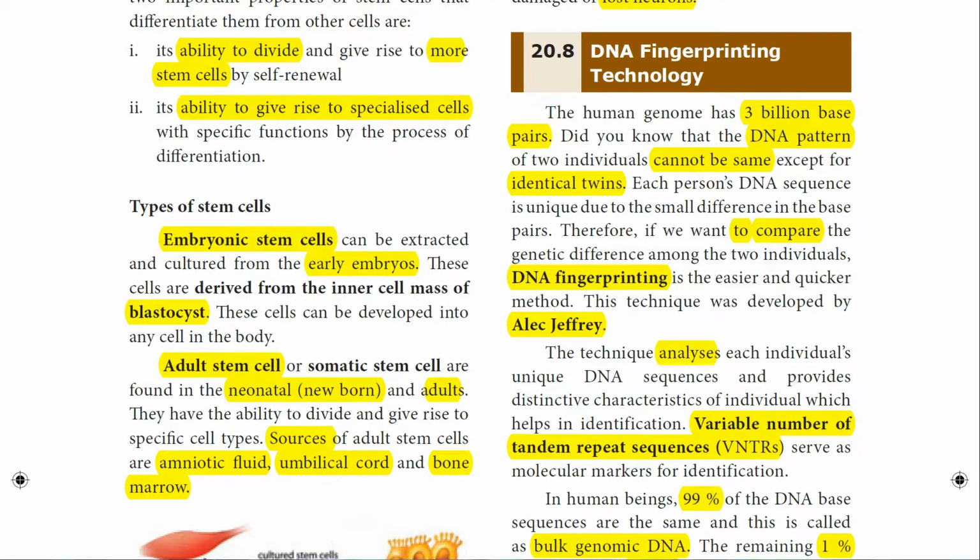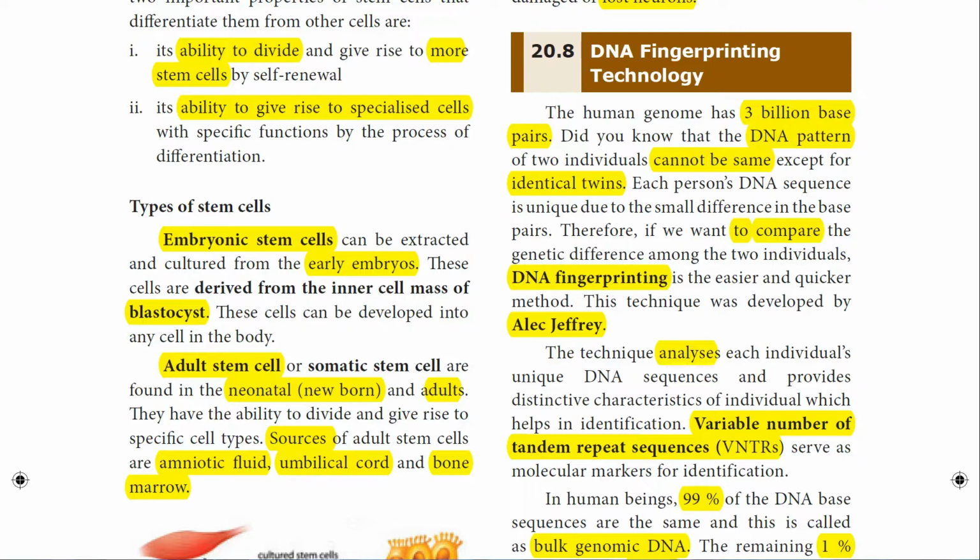Next we have DNA fingerprinting technology. What is this? We know that the human genome consists of 3 billion base pairs and has a unique pattern of DNA. So two different individuals will not have the same DNA pattern, except for identical twins. Only identical twins may possess a similar pattern of DNA. So every person's DNA sequence is unique due to a small difference. It may not be a great difference, it may be a small difference in the base pairs.